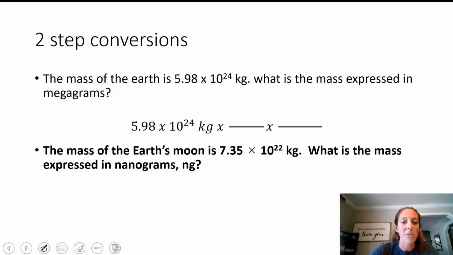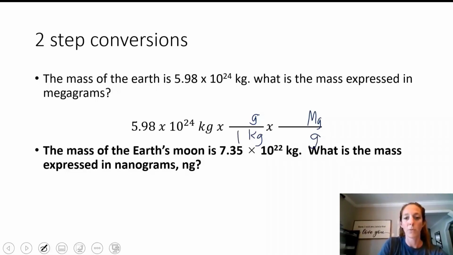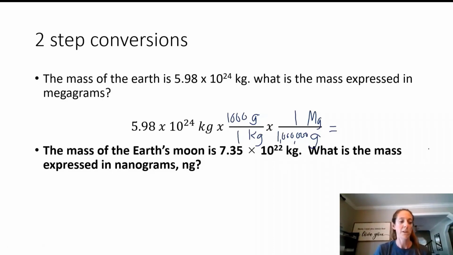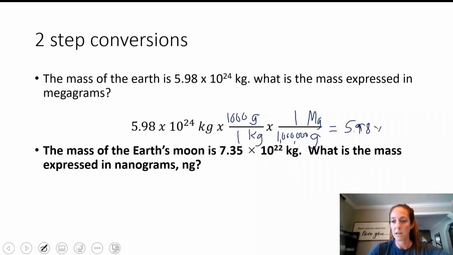So I'm starting with kilo. I would go, I got to get rid of my kilograms, and I want grams. Then I would say, okay, then I got to go from grams to megagrams. Putting a 1 next to my prefixes, then I'm just plugging it into my calculator. 5.98 times 10 to the 24th times 1,000 divided by million. And I should get 5.98 times 10 to the 21st megagrams.